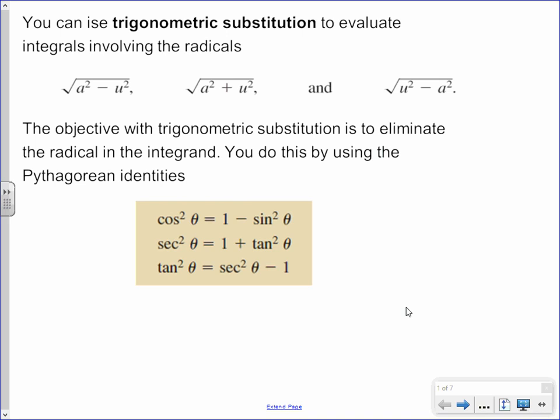Trig deals with triangles, so we're going to be drawing some triangles when we do trig substitution. The identities that we used yesterday are still going to be important, like the power reducing. The work that we did yesterday was basically so that we can do these antiderivatives once we do the trig substitution.